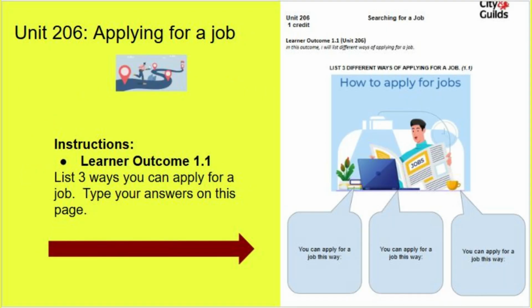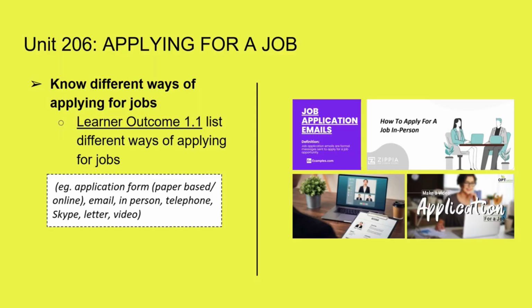Let us now zero in on the goal, know different ways of applying for jobs. Learner Outcome 1.1 asks you to list different ways of applying for jobs. And if you look at the screen, some examples are application form. This could be paper-based or it could be online. Some jobs you can apply via email, in person, on the telephone. Skype is something old, but you can do Zoom or Google Meet or another application that allows for video input. You can do a letter and you can also do a video.